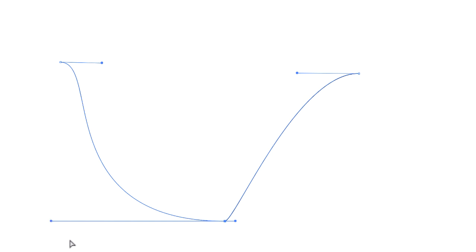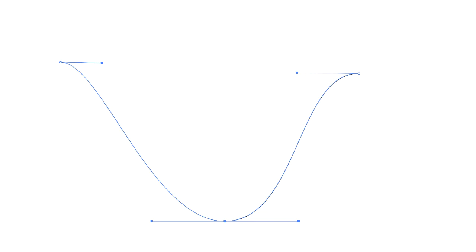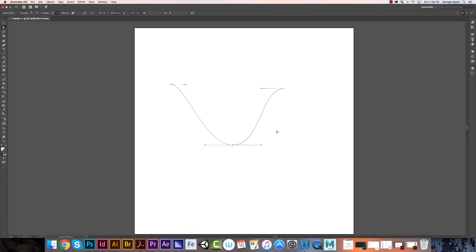For now, what we can do is we can do Command Z, Command Z, Command Z, until you get back to a curve that looks somewhat like this, or you can redraw it.